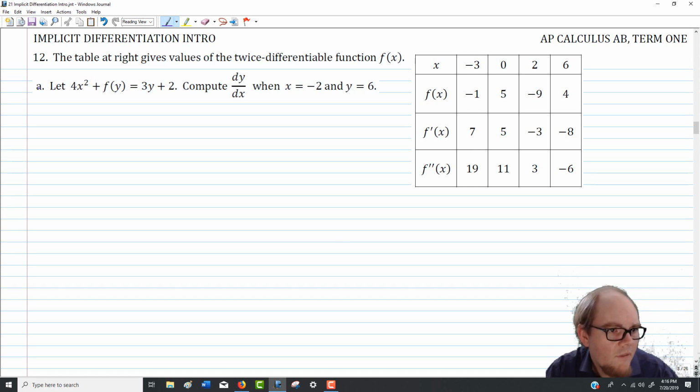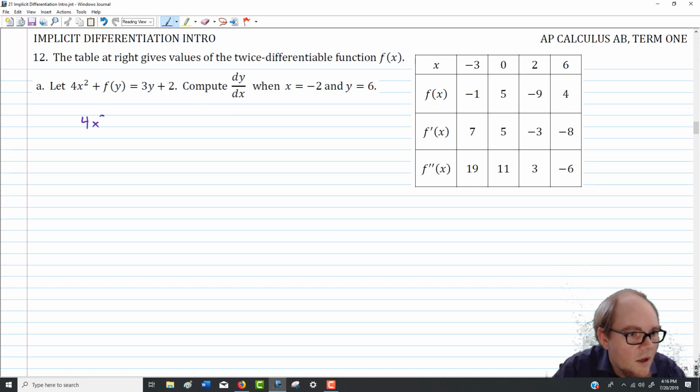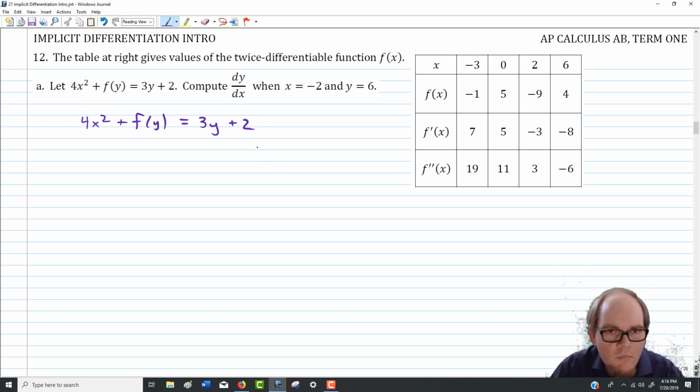So in here, for 12a, it says let 4x squared plus, I'm going to write this down just so I can focus on it, 4x squared plus f of y equals 3y plus 2. So as we look at this for the first time, let me point out to you that this might seem like this isn't going to work at all. Like there's just nowhere to go because of that f of y.